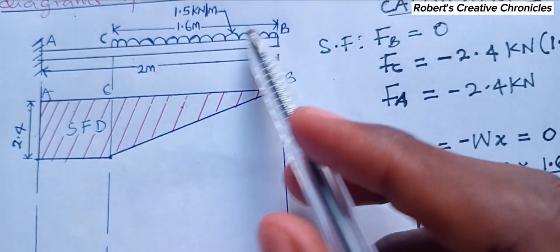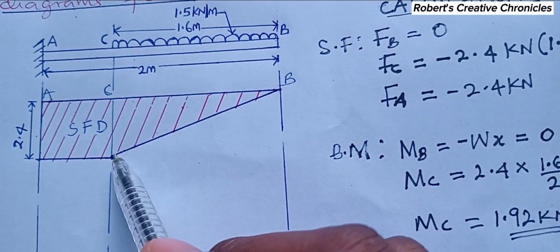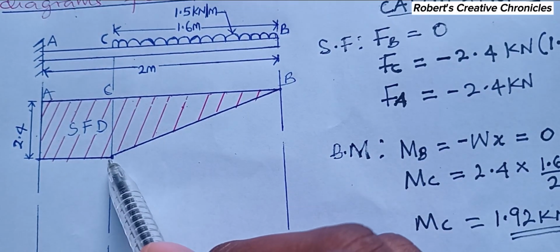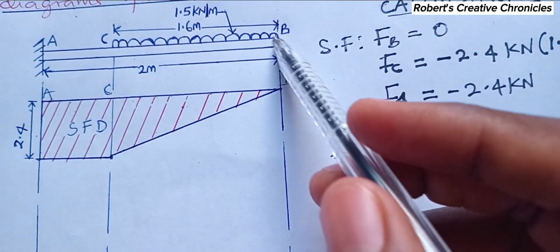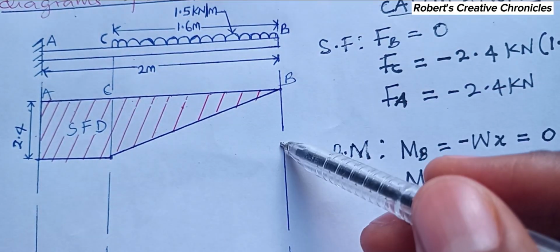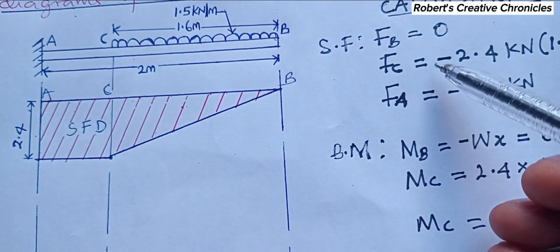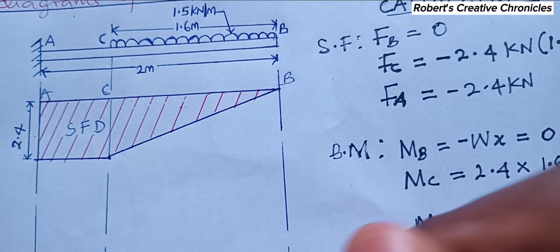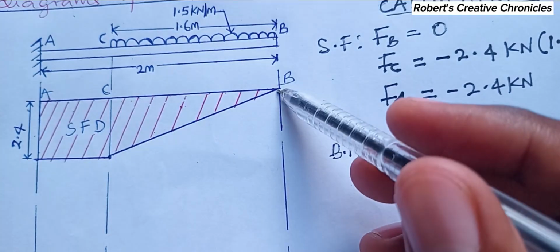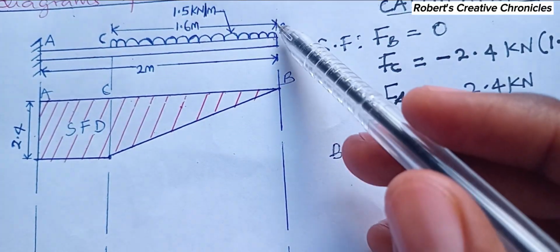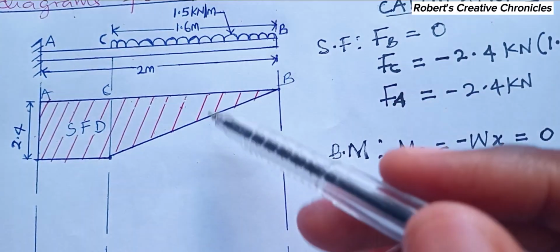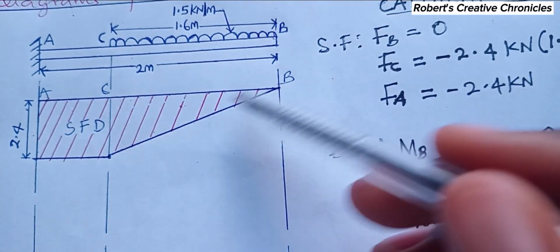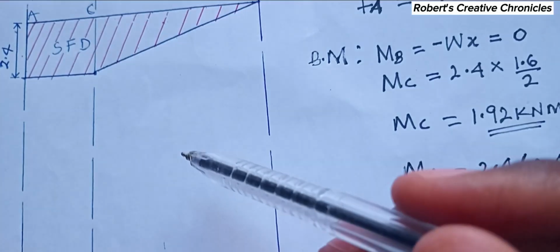Anywhere you see a UDL, you represent it with a straight line, a slanting line like this. If it were a point load, you go down to represent the shear force, like I did in that last video. The link is in the description below; you can go and check it. That one, I solved a point load. The graph for a point load is different from that of a UDL. So that's all you need to know. So let's move to the bending moment.